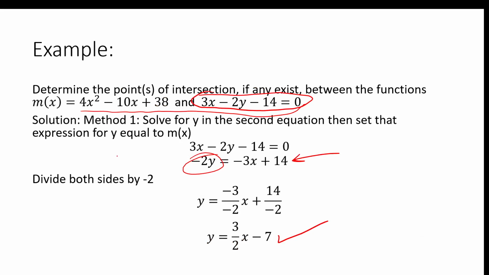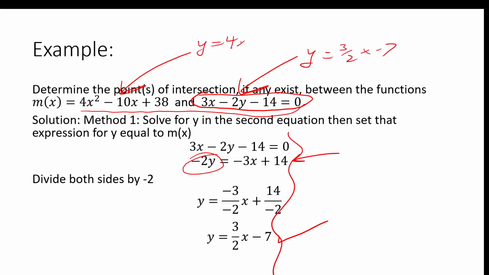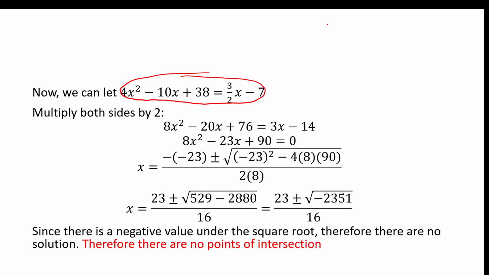So again, the first function is essentially y equals 4x squared minus 10x plus 38. And the second function, as shown here, is essentially y equals 3 halves x minus 7. So we simply set those two y values equal to each other and see if there are any solutions for x. So letting 4x squared minus 10x plus 38 equal 3 halves x minus 7. If we bring the 3 halves x and the negative 7 over to the other side, we get 4x squared minus 23 over 2x plus 45 equal to 0.